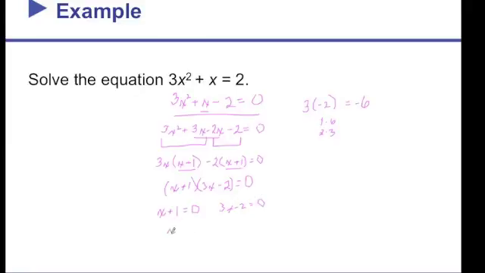Solving this, we'll find x equals negative 1 as a possible solution, or we have that 3x equals 2, and so x equals 2/3. That's my other possible solution. Most quadratic equations have two solutions. They can sometimes be the same, but they have two solutions.